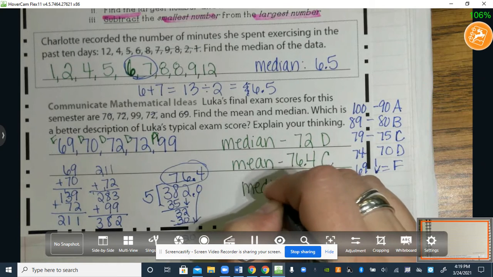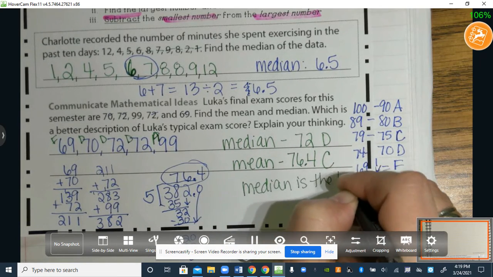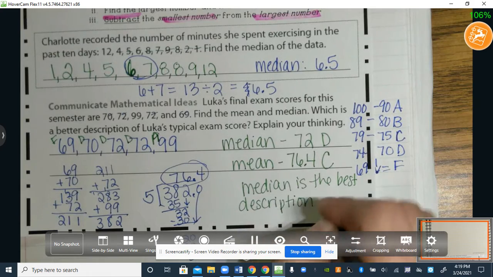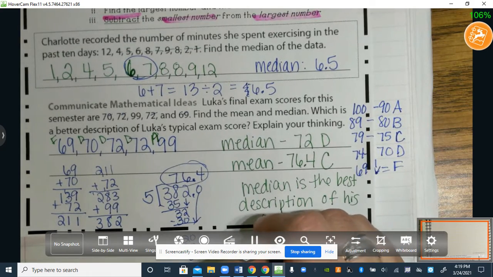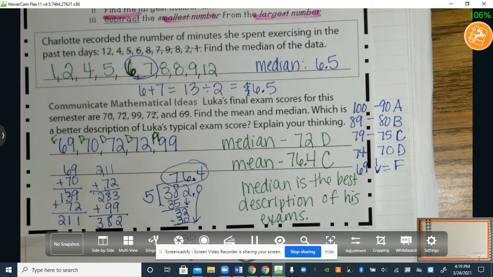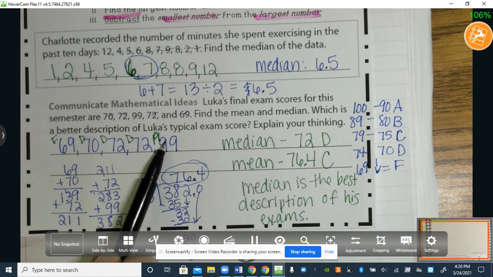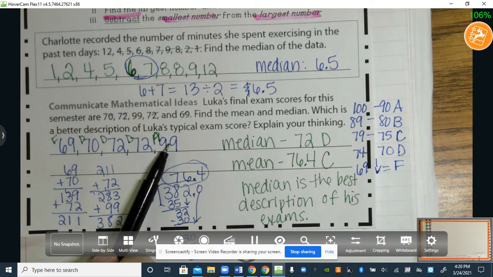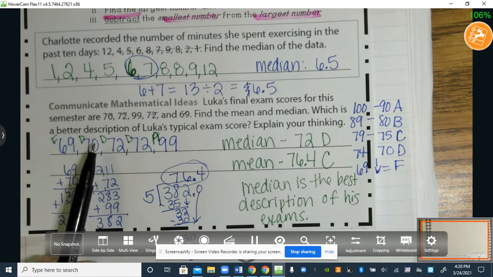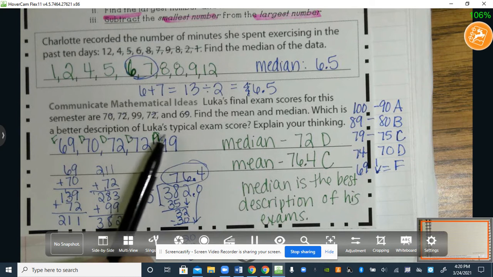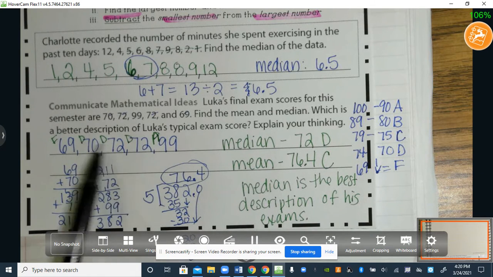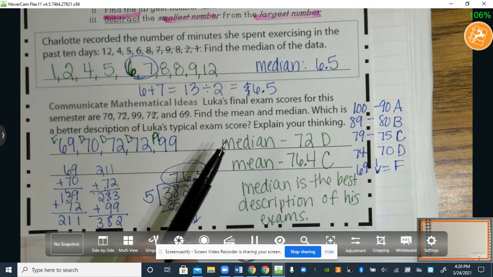So the median is the best description of his exam scores, because most of the time he's gotten D's. Now, this is what we would call an outlier. This is one that's not with the typical data. So this 99 that he received on this exam bumped that average of a D, which he would probably be getting, to a C. So do you see how one good grade on a test can pull your average up? Okay, but we could say that his median is the best description of his exams because he's like a D student.